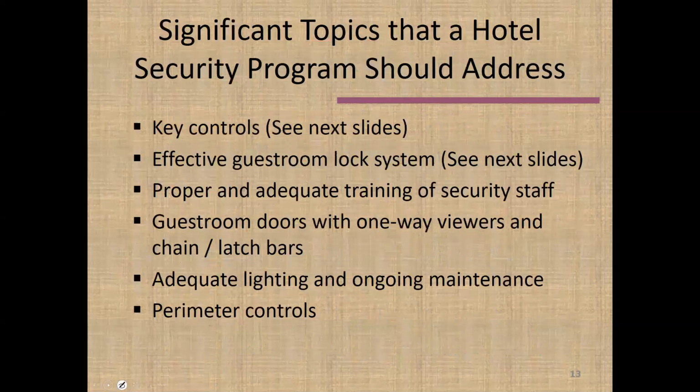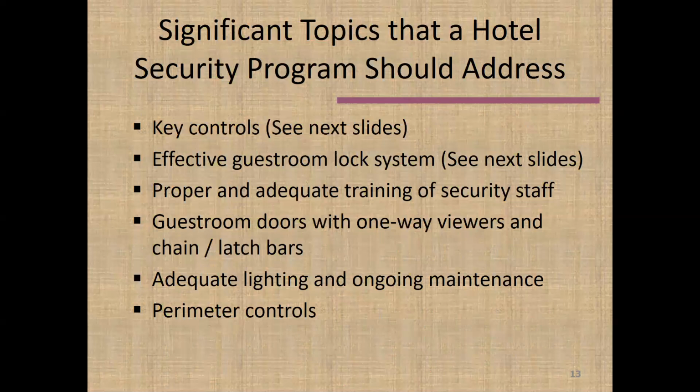Here are some examples of topics that are pretty common to have in a security program, and not just a security, but also a safety program within a hotel. You're going to want to have some way of controlling access to guest rooms. You're going to want to make sure that your security staff is properly selected and trained. You're going to want to have ways that the guest can monitor what's outside the room, and also make sure that they are safe inside their room.